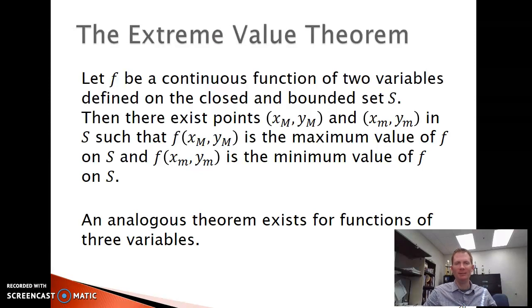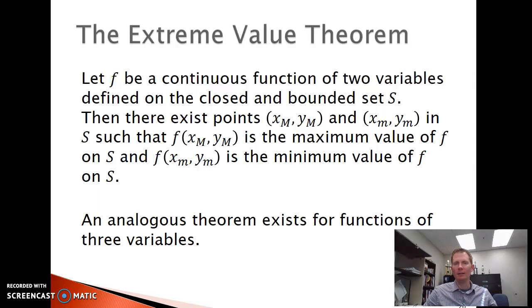Let f be a continuous function of two variables defined on the closed and bounded set S. Then there exist points x sub capital M, y sub capital M, and x sub lowercase m, y sub lowercase m in S, such that f of the capital M point is the maximum value of f on S, and f of the lowercase m point is the minimum value of f on S.